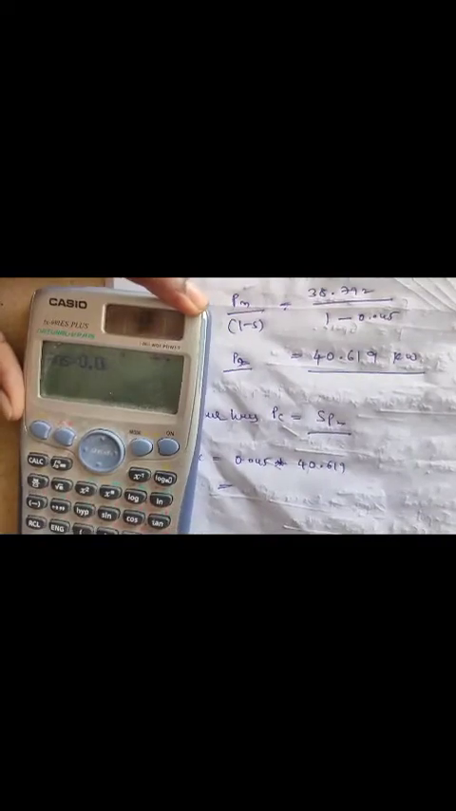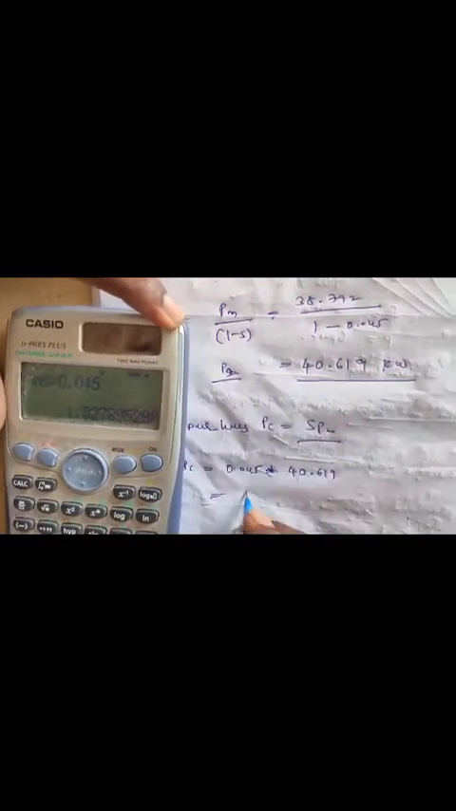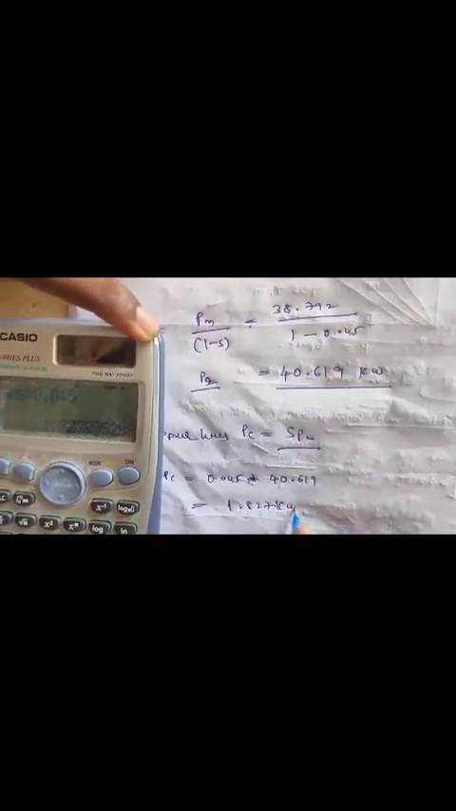What is the rotor copper loss? Rotor copper loss Pc is equal to what? Pc equal to S P2. Slip is what? 0.045. P2 is 40.619. So 1.827 kilowatt. Substitute that value in here, we can get input.